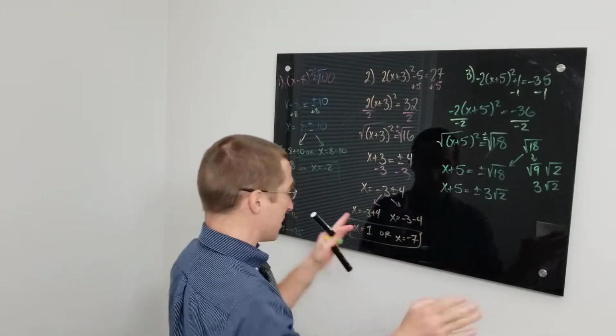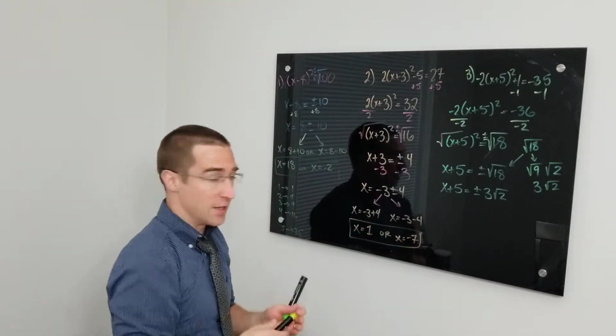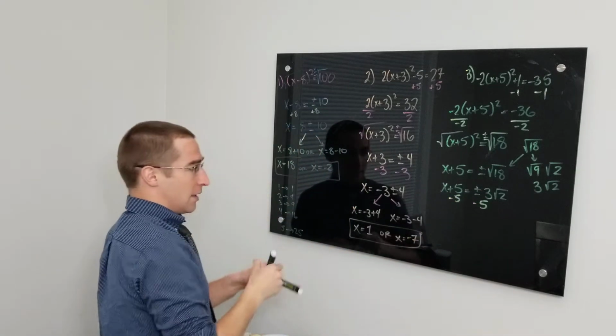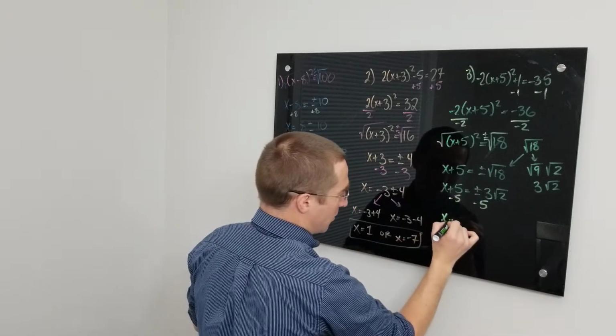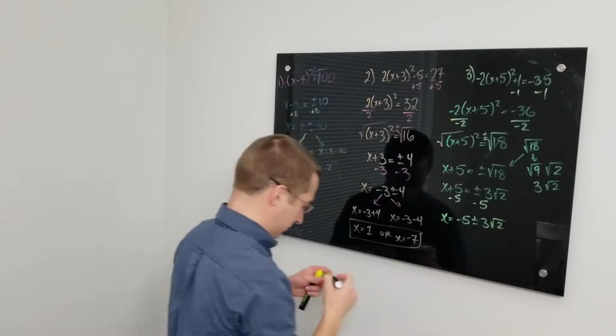What we're going to do now is the exact same stuff that we did before. We're going to get rid of that plus 5, so we get x equals. So we're going to go minus 5, minus 5. So now I have x equals negative 5 plus or minus 3 square roots of 2.